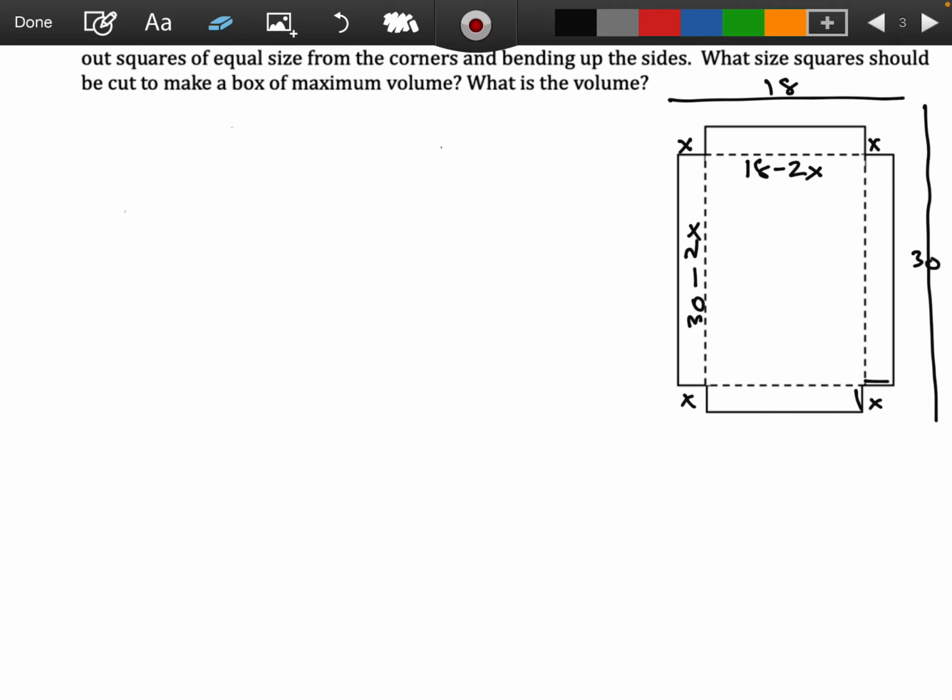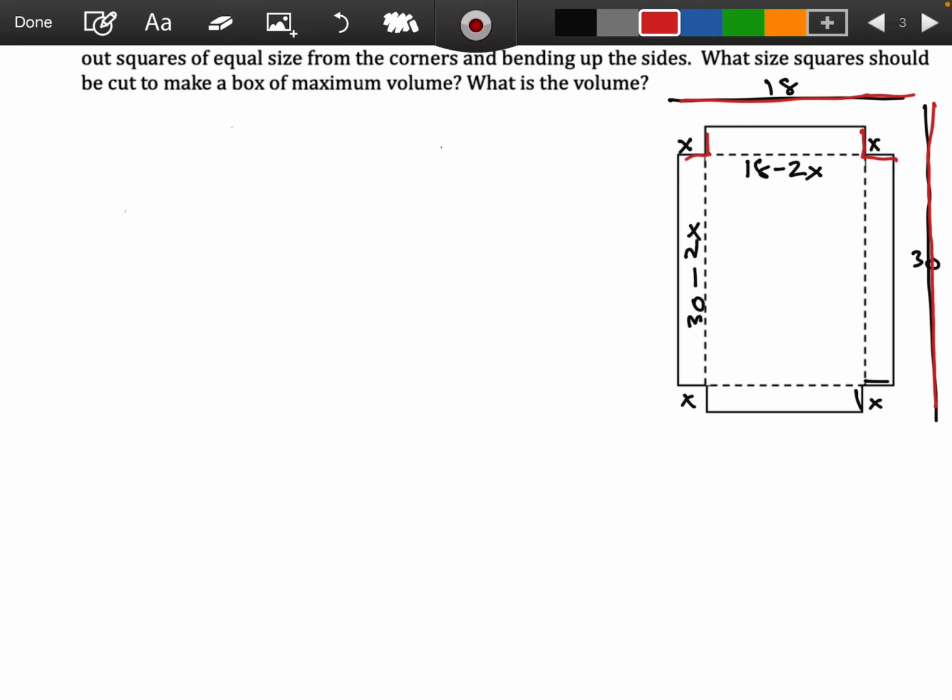They're telling you an open box is being constructed from a piece of sheet metal that's 18 inches by 30. All right, when we do this, you first construct that 18 by 30. That's the first information they give you. By cutting out squares of equal size. So they're saying we're going to cut these little pieces here and we're going to fold the box up, and that's going to create a certain volume. And they're asking you what size square should be cut to make a box of maximum value.